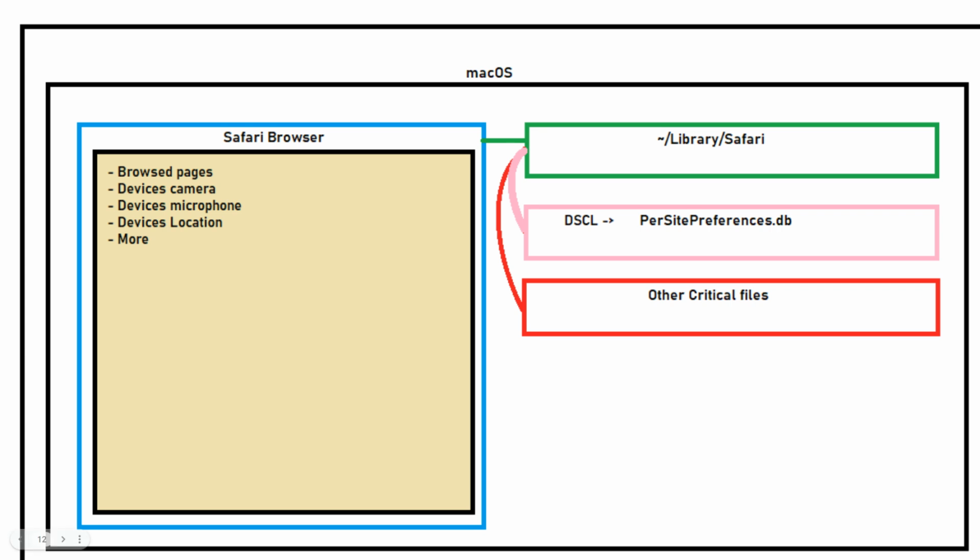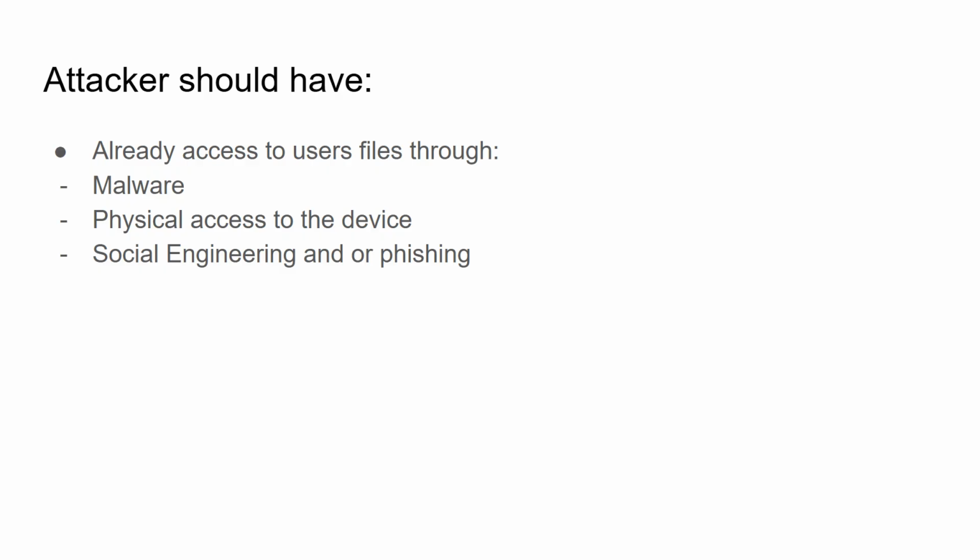This attack could only be possible, though, if the attacker already has access to the files or the user's files through malware that could be installed on the device through physical access to the device, or by social engineering and or phishing, by making the user download the malware with, let's say, a picture of a cat from Google.